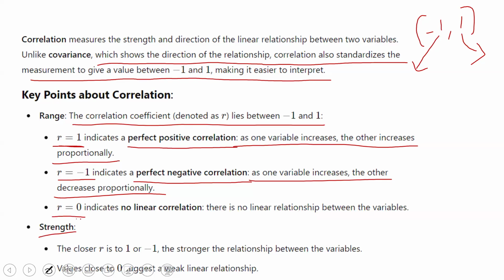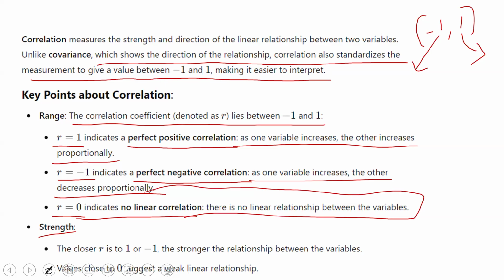When R is equal to 0, it indicates no linear correlation. There is no relation between these two variables. There is no linear relationship between the variables is what correlation says. Whether it is covariance or correlation, it always tells you only about the linear relationship. Linear means how the points are spread along a particular line.